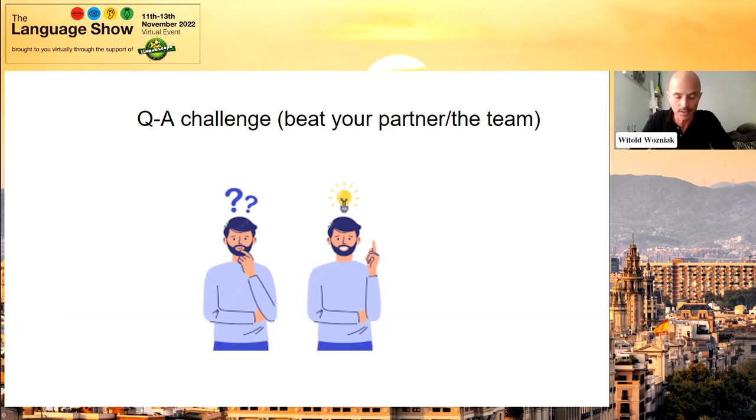So again, they can be working by themselves. It's quite self-reflective, and at the same time they can be working in smaller teams where they are trying to beat maybe a different table, or they can also play against you. So lots of variations for this one. It's quite engaging and they like it.